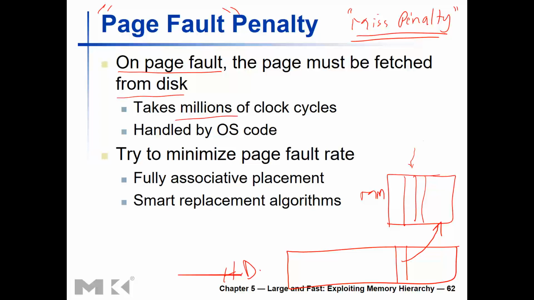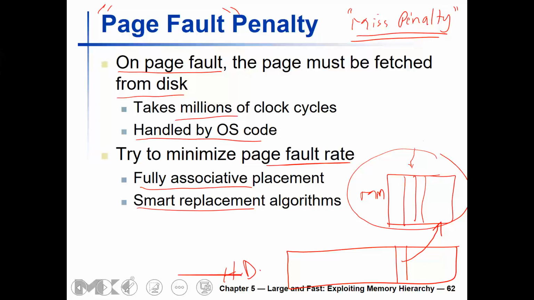This typically takes milliseconds. Of course, you don't want to wait for this. So typically, this is handled by an interrupt inside the OS, and obviously you want to minimize the fault rate, the miss rate, for this to occur. So what do you have? Well, this main memory has to be fully associative to minimize the miss rate as much as possible. And obviously you have to have a smart replacement algorithm, much like the least recently used algorithm.